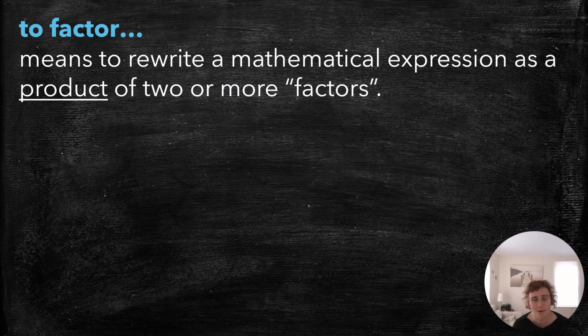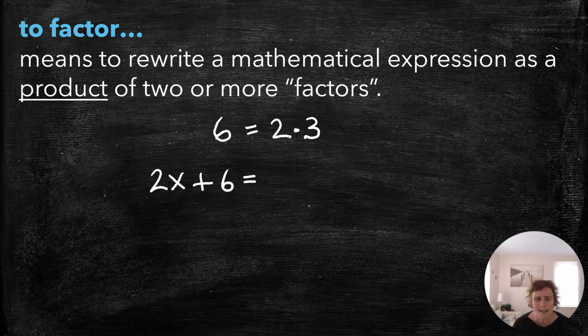Now, I know I've used factor in the definition of factor, but when I say factors, it could be numbers, it could be algebraic expressions. So for example, 6 can be written as the product of 2 and 3. It could also be 1 times 6, but that's an example of what it means to factor.